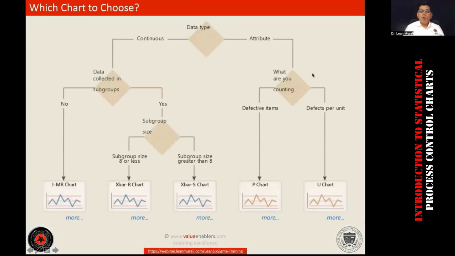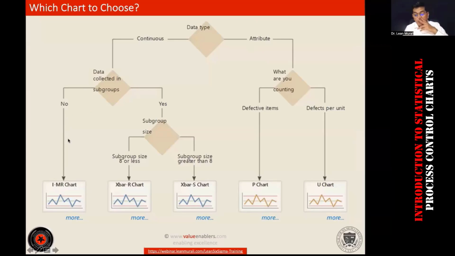And depending upon the type of data, we should use different charts. This flow chart is something that I'll give to you towards the end. It is also an output from Minitab. There is continuous data, there is attribute data. What is continuous data? What is attribute data? We have explained in data types. And even continuous data can be in subgroups.